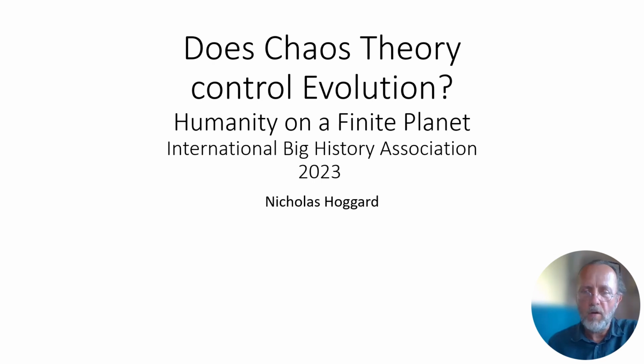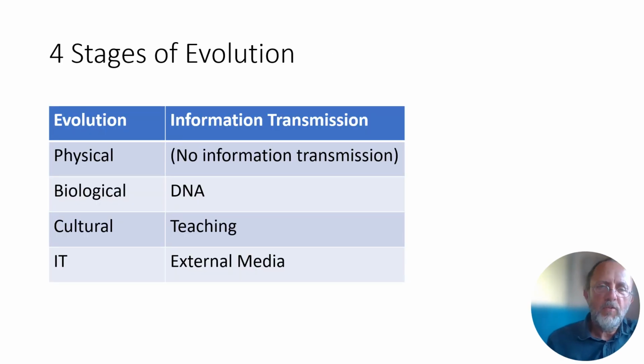Hi, I'm Nick Hoggard, and I'm going to talk about whether chaos theory controls evolution. For the purposes of this presentation, I will divide evolution into 4 stages. The physical evolution of the universe resulting in planets ready for life, biological evolution, cultural evolution, and information technology evolution.